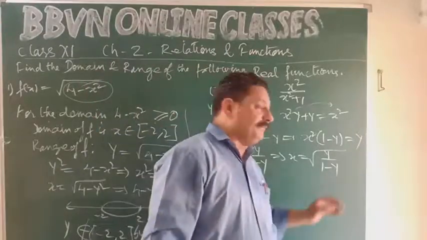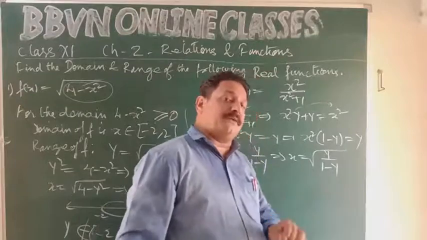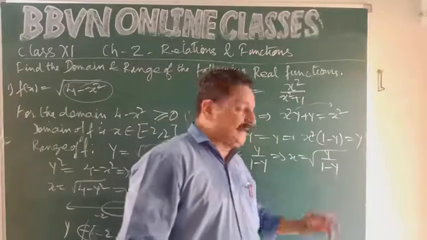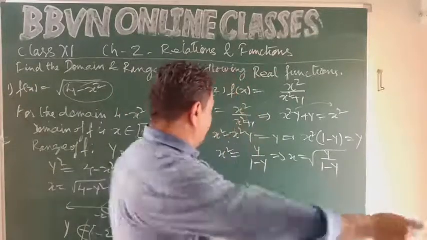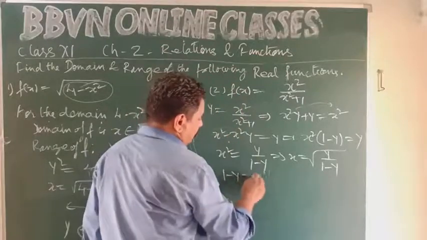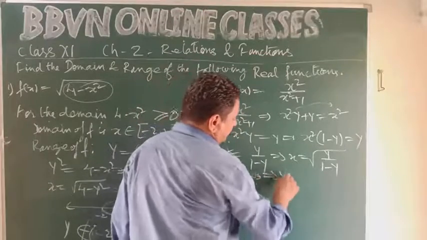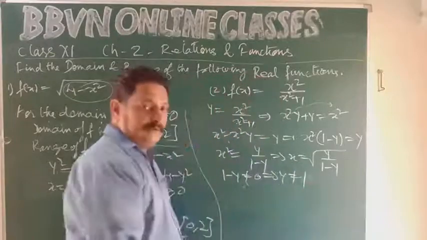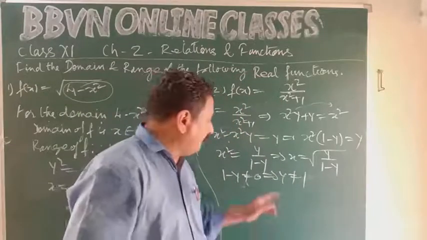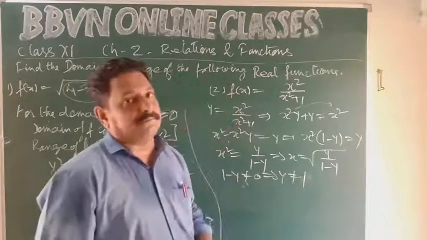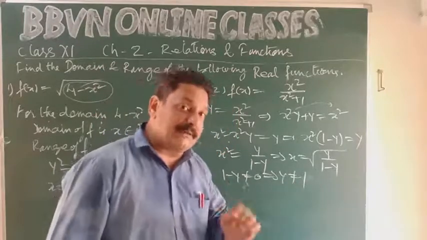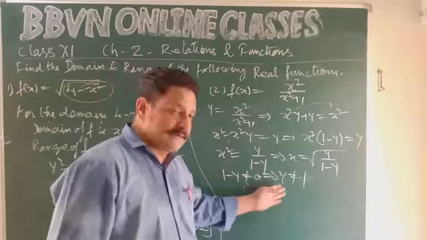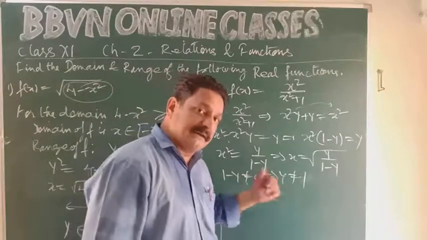Any rational number will exist if and only if the denominator is not equal to 0. That means 1 minus y is not equal to 0, that is y not equal to 1. So in the range we will not get a value y equal to 1. So y equal to 1 is not a part of the range. Y is the value of f of x, that is the range.